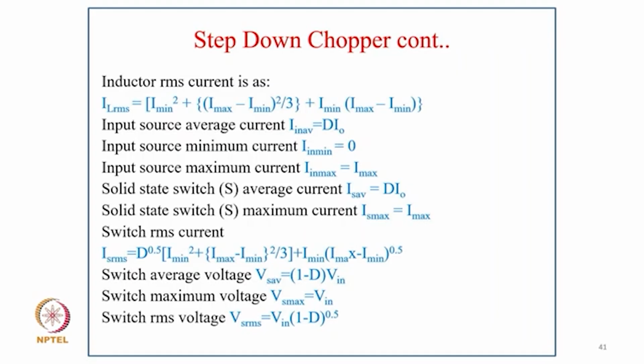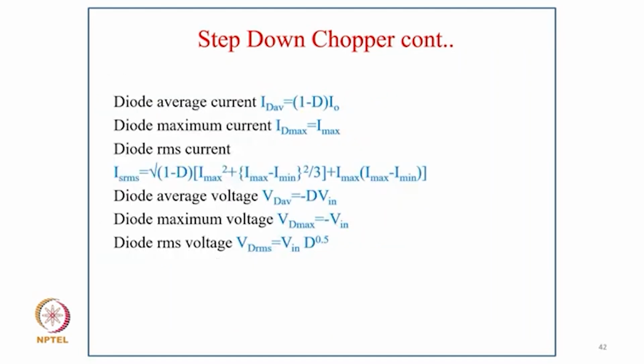So switch average voltage will be (1 minus D) into V in, and switch maximum voltage V S max will be V in, and you can call the switch RMS voltage V in under root (1 minus D). So diode average current will be I D average equal to (1 minus D) I0, and diode maximum current will be I D max equal to I max.